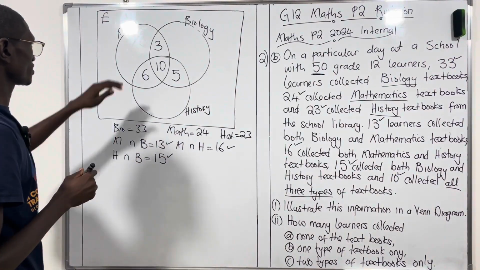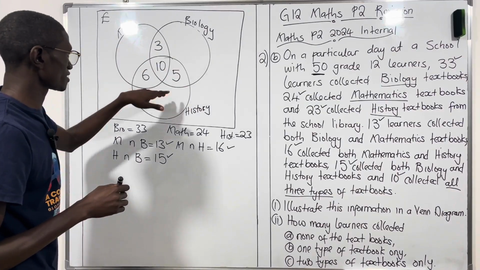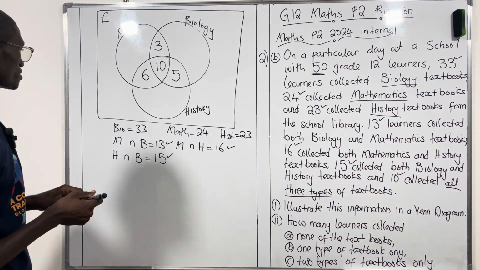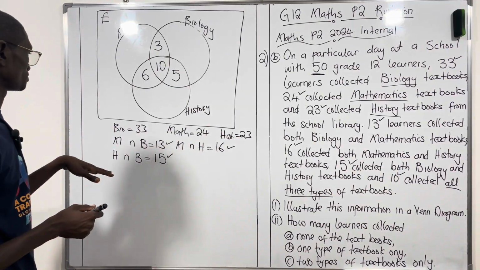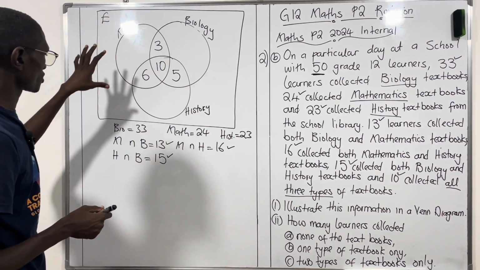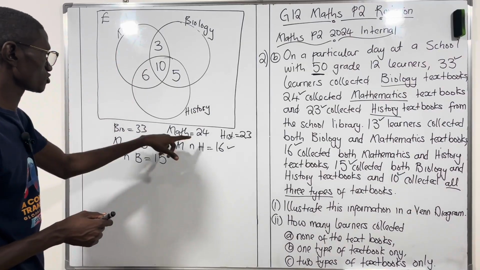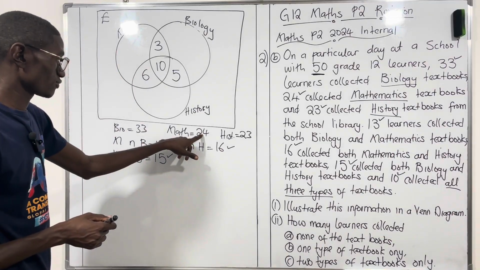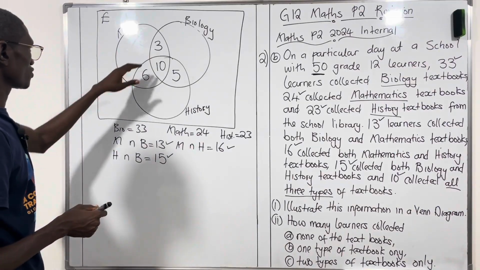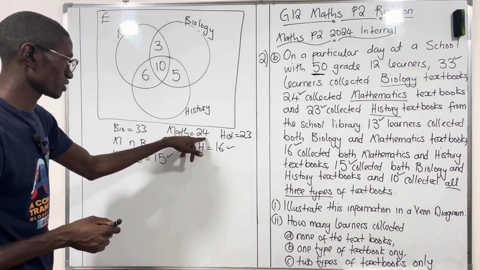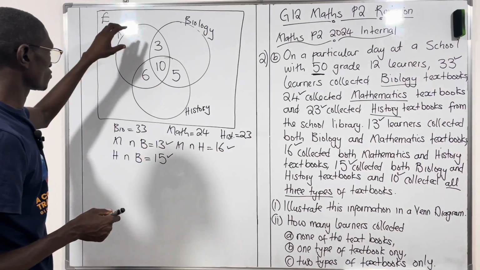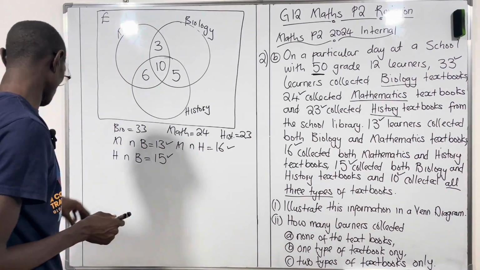We now need to find the values to plug in there, there, and there. So how do we find those values? We come back to these values we wrote at the beginning. So mathematics, we're told the total for mathematics is supposed to be how many? 24 learners. So we are going to add everything we have there, and then we subtract from mathematics, the total here. The number we'll find is the one we're going to put there.